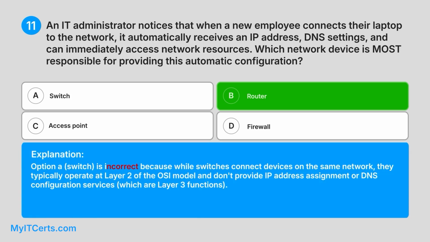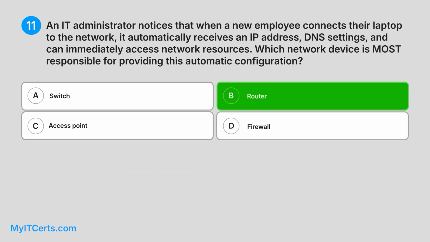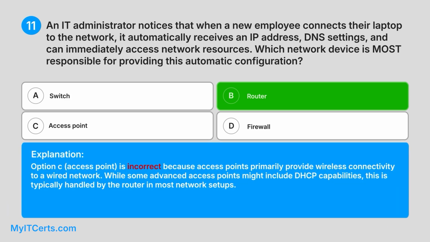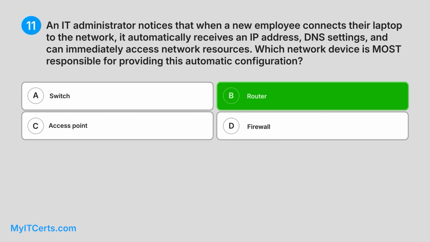Option A, switch, is incorrect because while switches connect devices on the same network, they typically operate at Layer 2 of the OSI model and don't provide IP address assignment or DNS configuration services, which are Layer 3 functions. Option C, access point, is incorrect because access points primarily provide wireless connectivity to a wired network. While some advanced access points might include DHCP capabilities, this is typically handled by the router in most network setups.